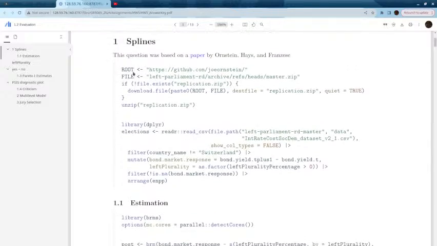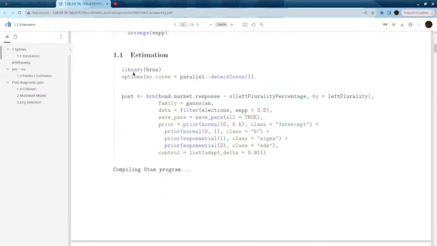Okay, so the first question is based on this paper by 3 political scientists. Fortunately, you can get their data, and you could have exactly replicated what they have done, but we wanted to do it in a little bit more of a Bayesian way. That can be done with BRMS. So here's code there at the bottom to do it.